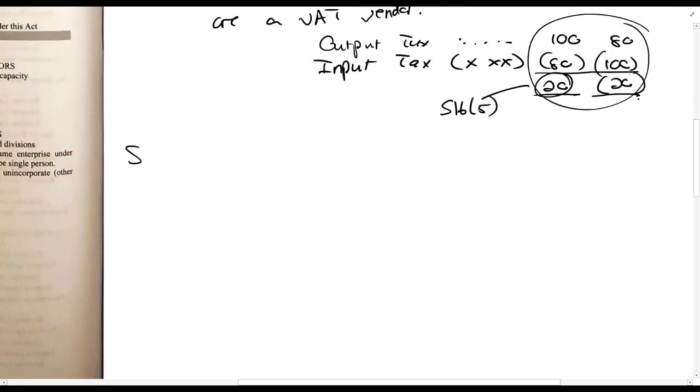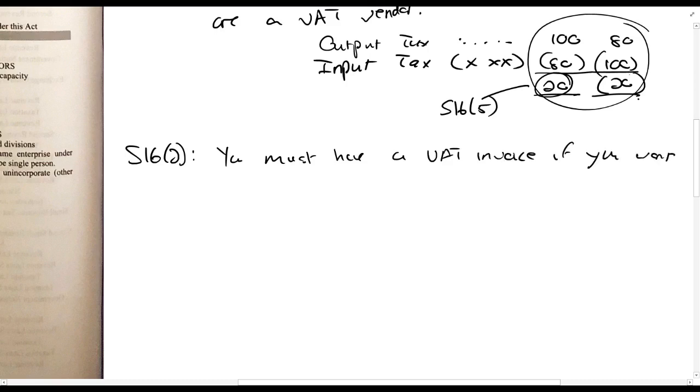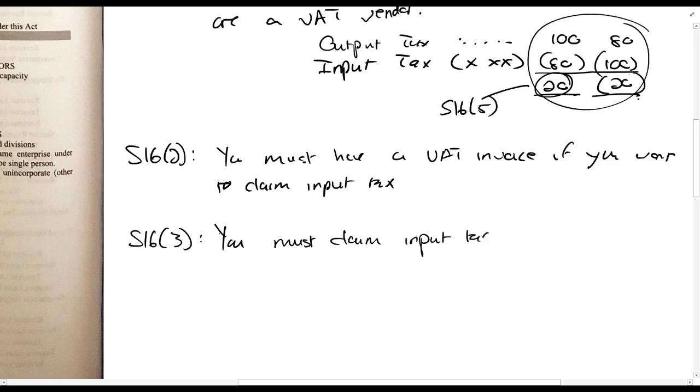So what I want you then to see is section 16(2) tells you you must have a VAT invoice if you want to claim input tax. That's the most important. There are other rules in there if there are no VAT invoices available, other documents, but that's the most important one for you guys. Right, guys, then section 16(3). This section tells you you must claim input tax, and it tells you when to claim.